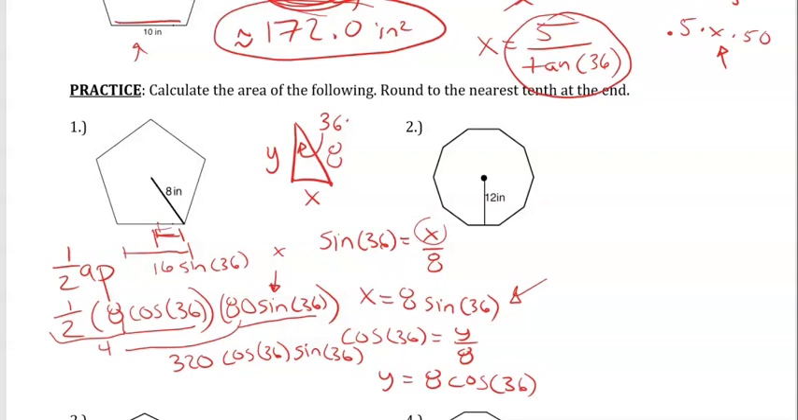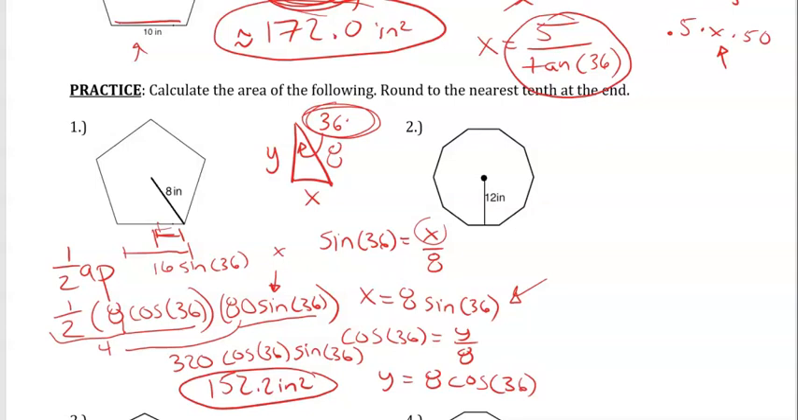So go ahead and put that into your calculator. 320 times cosine of 36, parentheses, sine of 36. And you should get 152.2 inches squared. That is as hard as it gets. Hey, question for you. Is this angle always going to be 36 when you do the problem? Is it always going to be 36? No. It is sometimes going to be something different.